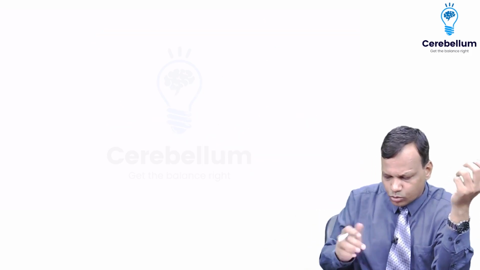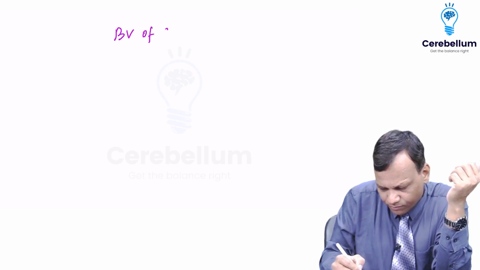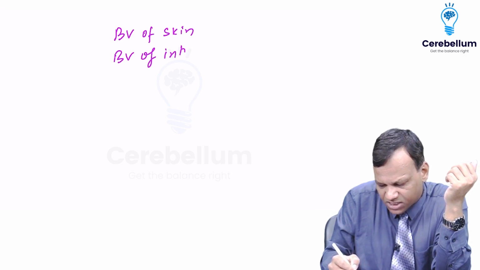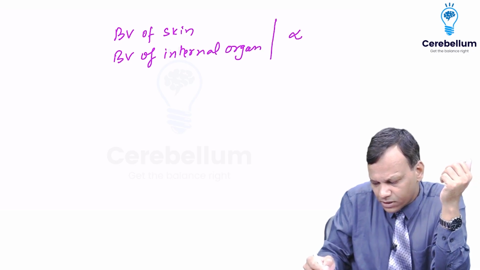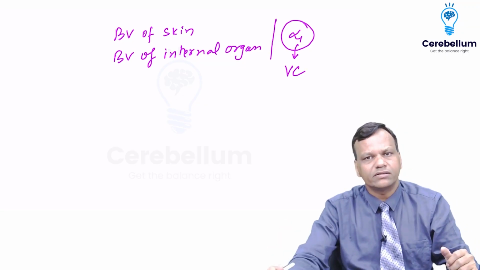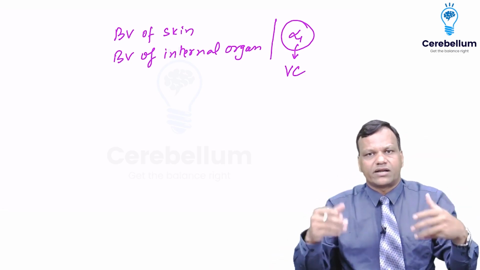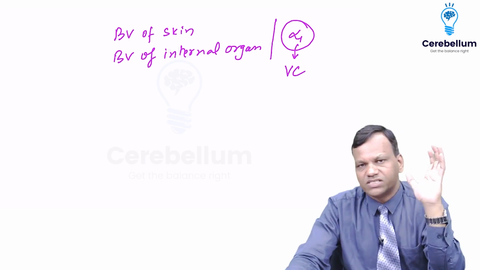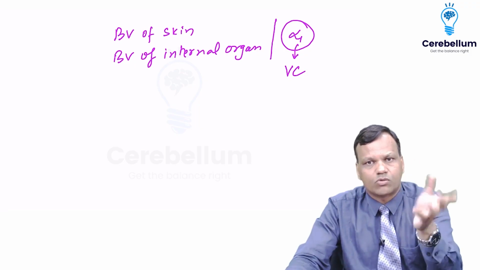So what will happen? Those organs, that means blood vessels of skin and blood vessels of internal organs, that means splanchnic blood vessels, we say, they contain more alpha 1. So that means in the emergency, these blood vessels will contract. So this blood which we have saved will go to muscle and heart, and the person can run quickly. Okay? So for the sympathetic system's effect on the blood vessel, you can easily remember ABCD.